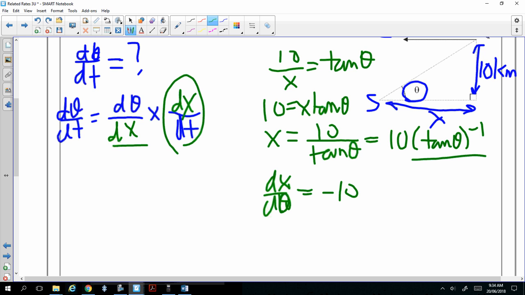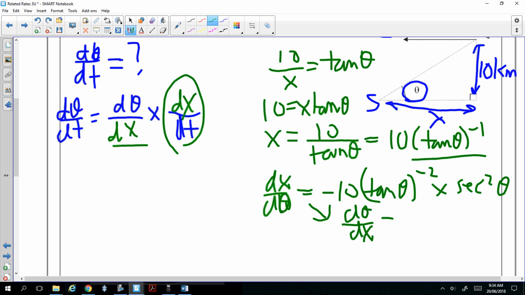So that's what you could do. That's one way of doing that. But let's do it in a different way. Method 1, which I will leave you to explore. Let's do method 2 instead. We can make theta the subject.